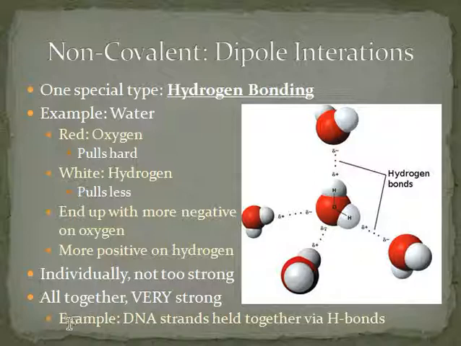An example of when this occurs is DNA. If you have two different strands of DNA, as we know, DNA is a double helix, and the two strands in the helix are held together by hydrogen bonds. So we have a whole bunch of hydrogen bonds all lined up in a row, which is actually very strong.